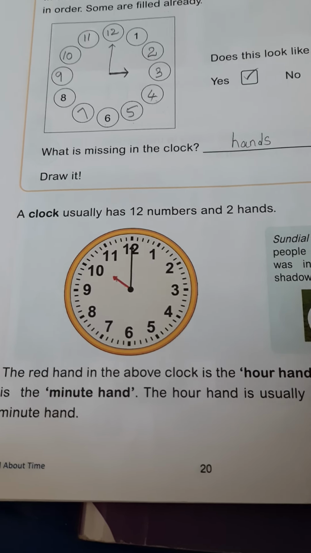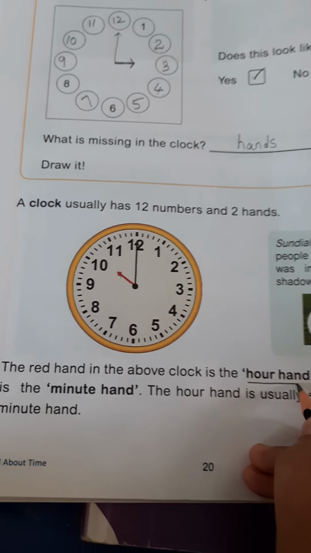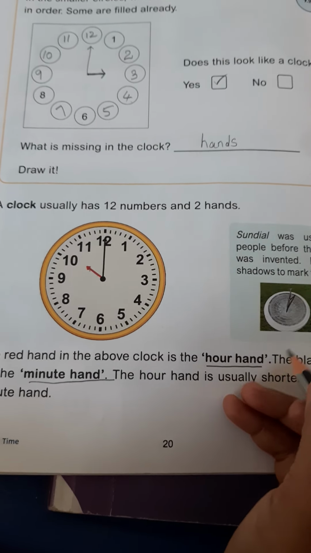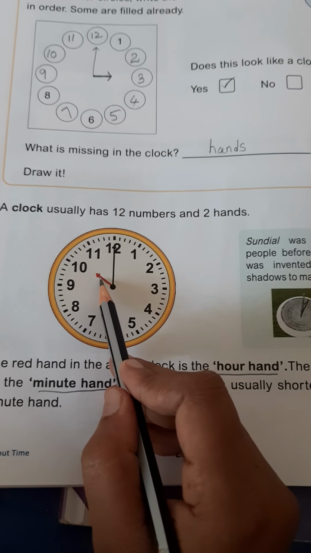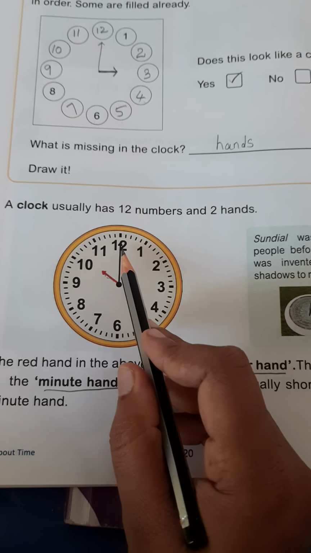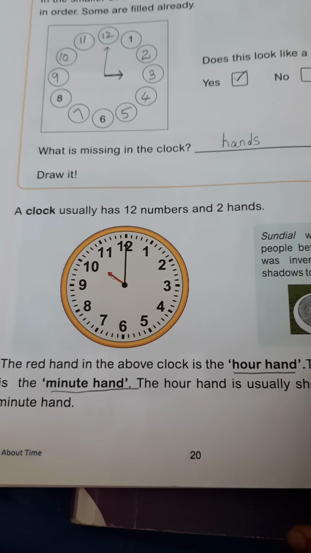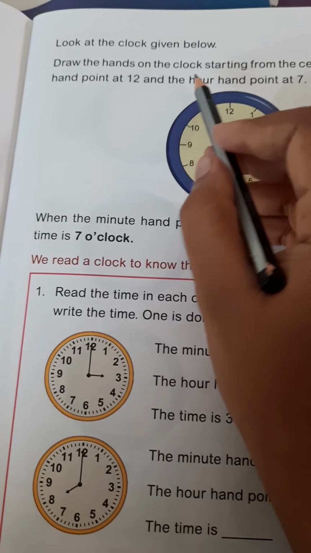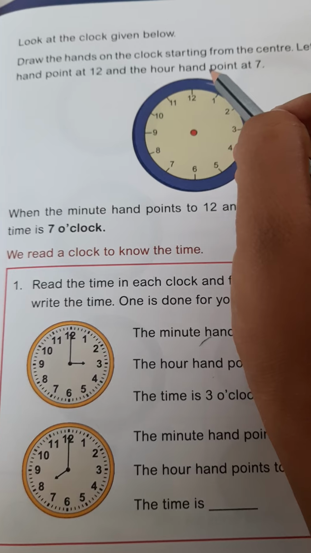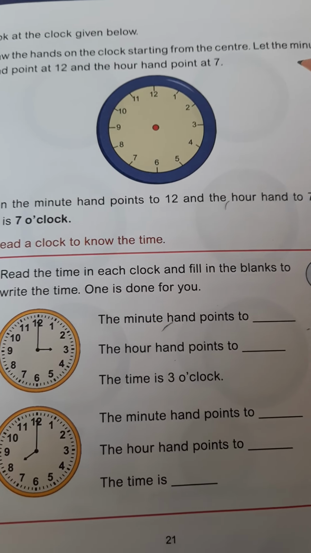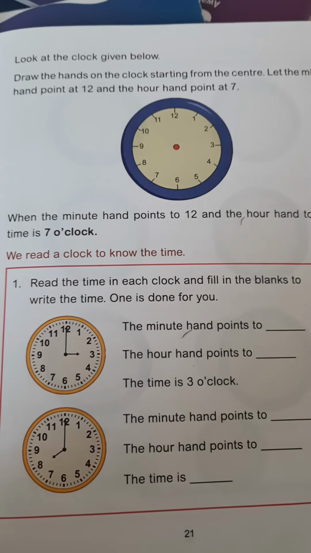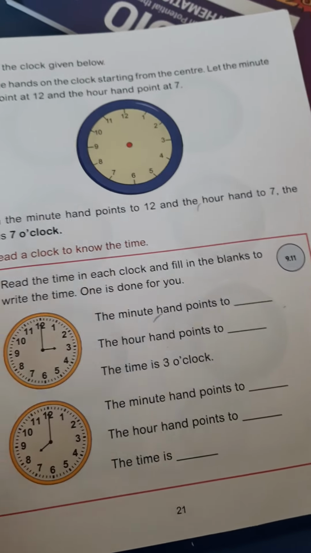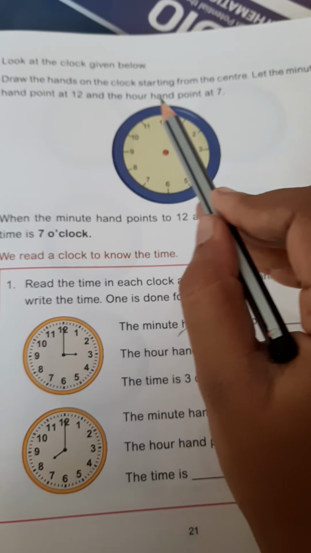One is hour hand. Okay, remember these 2 hands, hour hand and minute hand. Short hand is hour hand and long hand is minute hand. Okay, children. Look at the clock given below. Draw the hands on the clock starting from the center. Let the minute hand point at 12 and hour hand point at 7.